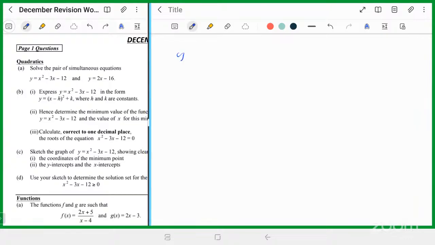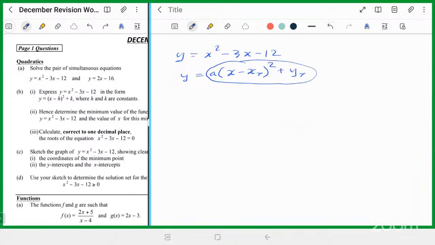Alright, so they give y equals x squared minus 3x minus 12, which is the same curve from before. And we are going to use y equals a into x minus xt, squared, plus yt. xt is the x value at the turning point, yt is the y value at the turning point. So a quadratic expression can be written in this form, which is called the standard form, or in this form, which is called the vertex form, or the turning point form. This turning point form is the same form really as the x minus h, plus k that they give us.